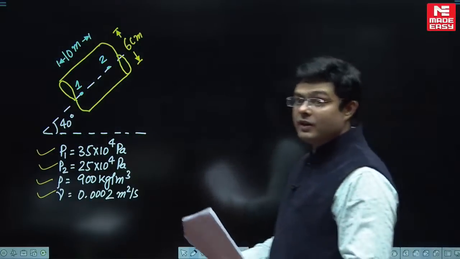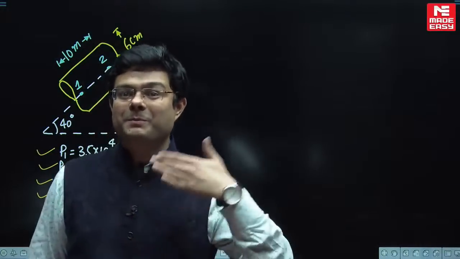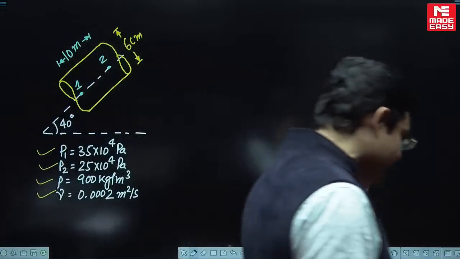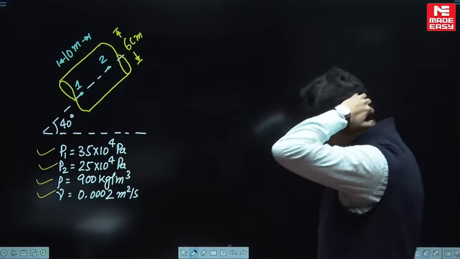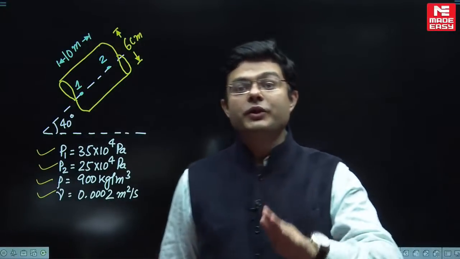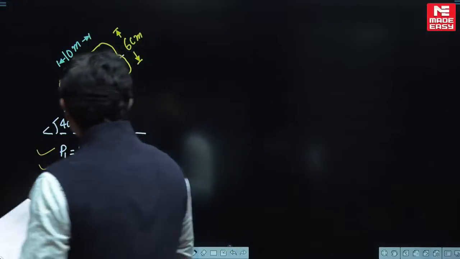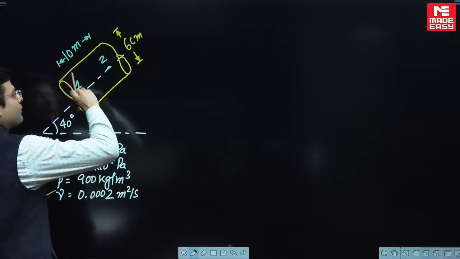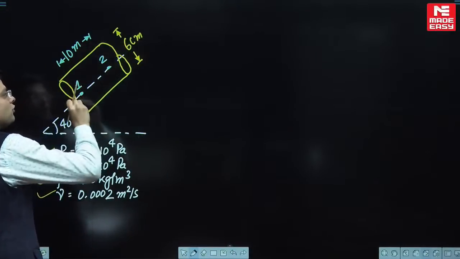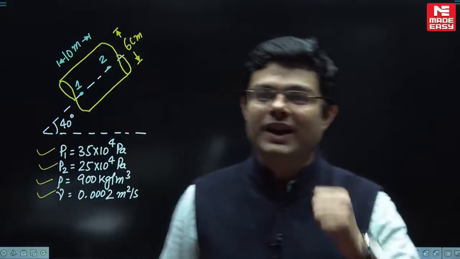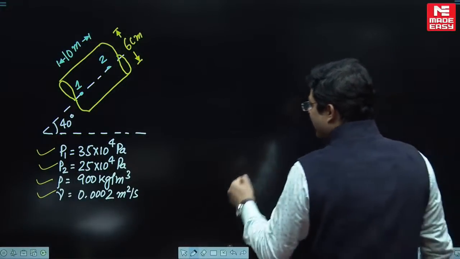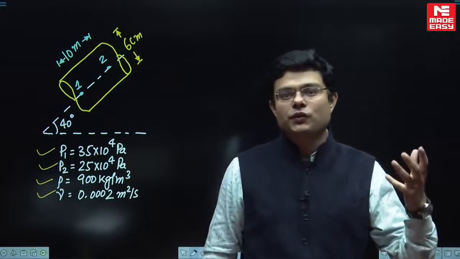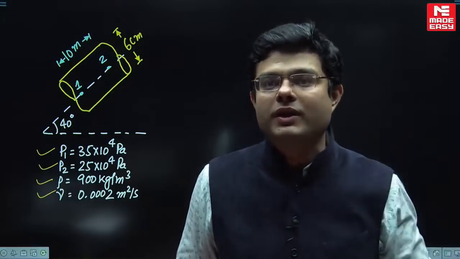This kind of question has come in the GATE paper. This is why I have taken this question. First of all you need to verify whether the flow is taking place from 1 to 2 or from 2 to 1. So he is asking you to verify the direction of the flow. How do you verify the direction of the flow? The fluid always flows from higher total energy to lower total energy.